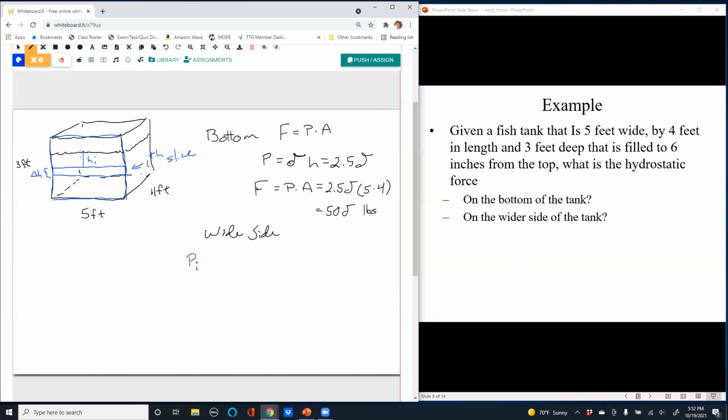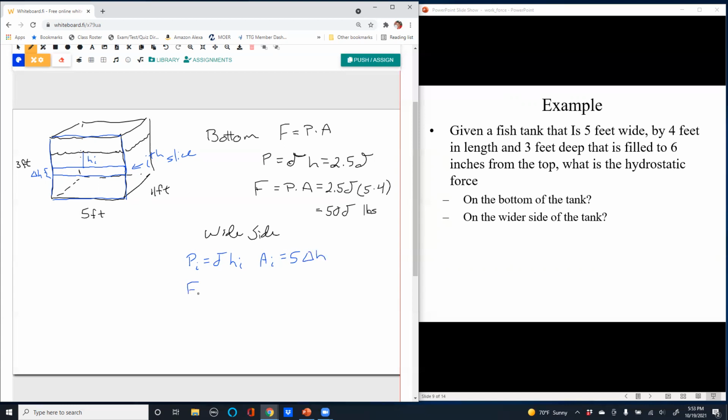All right, let's talk about the pressure on the ice slice. Now, pressure occurs at just a single point per unit area. So we're right here at this single point. The pressure at that point is going to be delta times H sub I. Now there's an area of the ice slice. This slice is the shape of a rectangle that has a width of 5, because it's a constant width, times delta H.